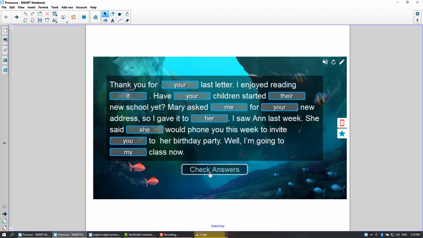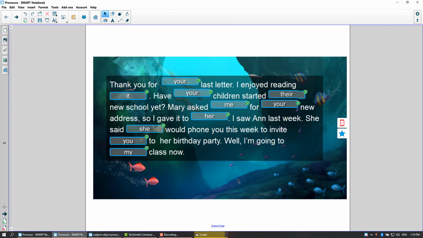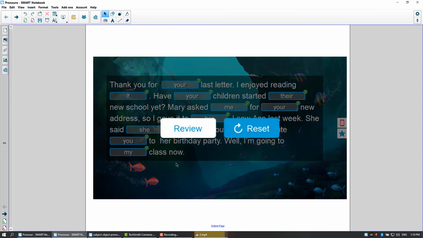Well, I'm going to my class now. Let's check the answers. Okay, now he made these two mistakes because they are the same actually, your and your, but maybe according to the game, he made this one for the letter and this one for the children, so we just have to replace them and everything will be correct. Okay, actually, this is a very interesting game. I hope that you enjoyed it a lot.